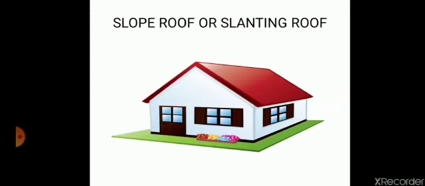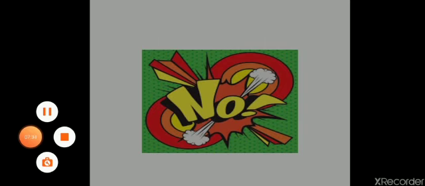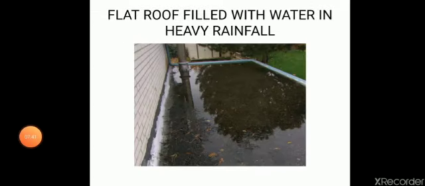And this one is a slopy or slanting roof, it is red in color. So this is another type of house. Now, houses according to climatic conditions. Now the question is, can we have flat roofs in places with heavy snowfall? And the answer is no. We cannot have, because snow gets collected on the rooftop.